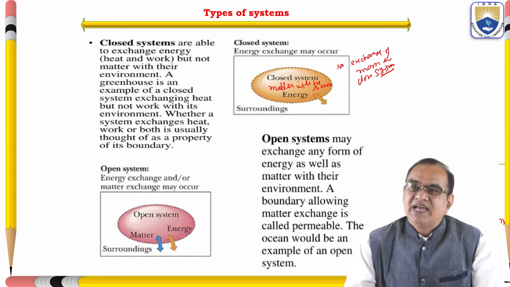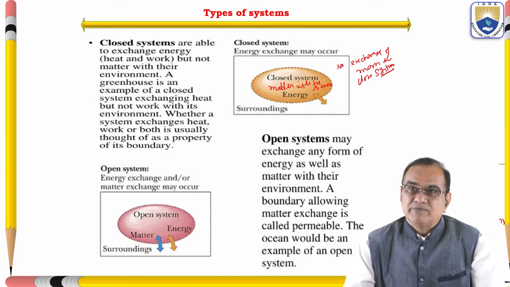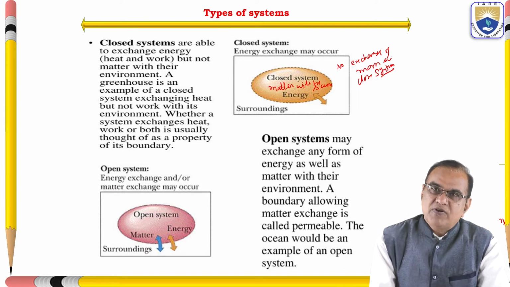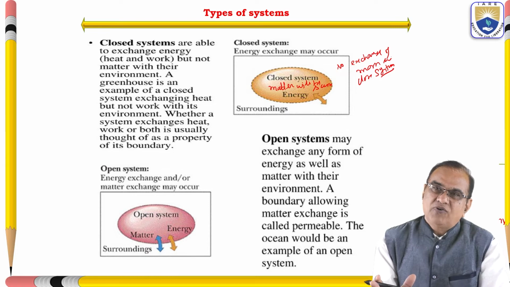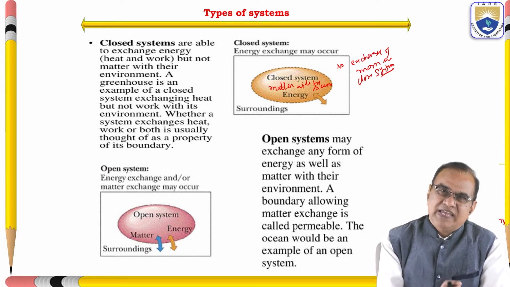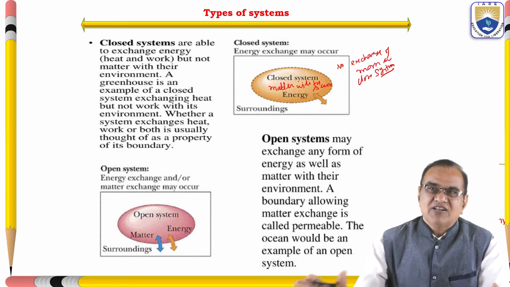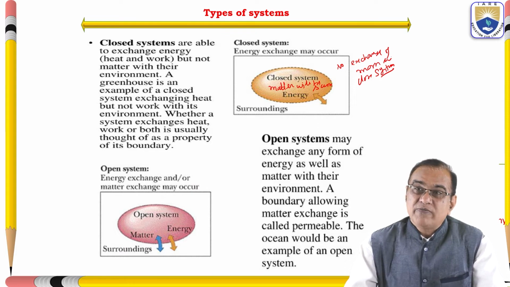So in this, matter and the energy or the work can be interchanged from surrounding to the system or system to the surrounding. A boundary allowing matter exchange is called permeable. In this, the boundary is permeable. It can allow the fluid to go out, heat to go out, work can go inside or outside. These all things are permissible. So this boundary is called a permeable boundary.